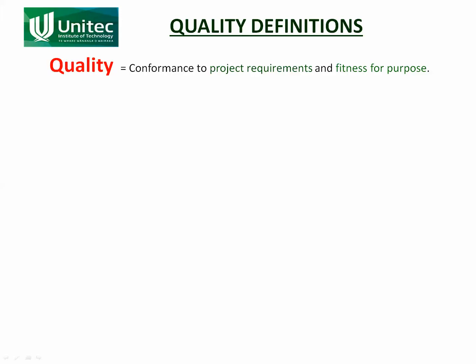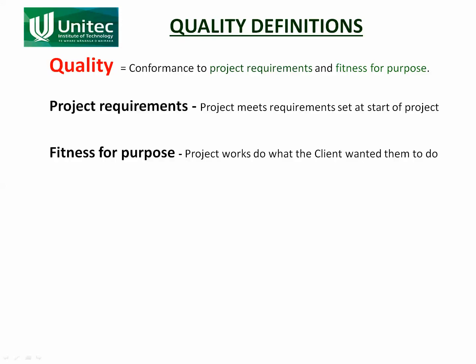So when you're looking at a final product or a component, you're saying, does this do what it was originally intended to do? So let's look at each one of those in a little bit more detail. Project requirements, those are the project needs identified at the start of the project. So if you're talking about a design project, you're talking about the requirements that the client set at the beginning of the project.